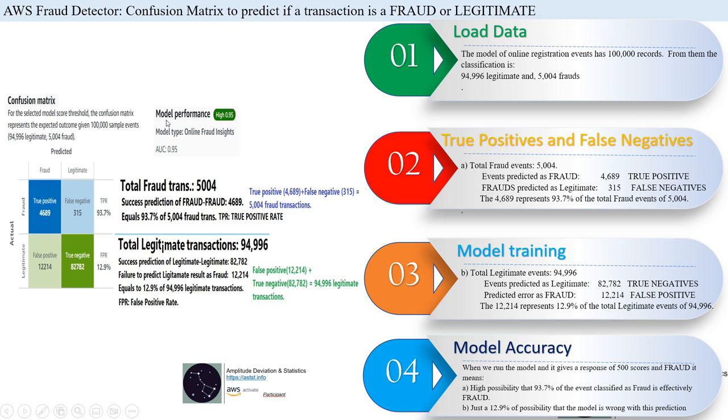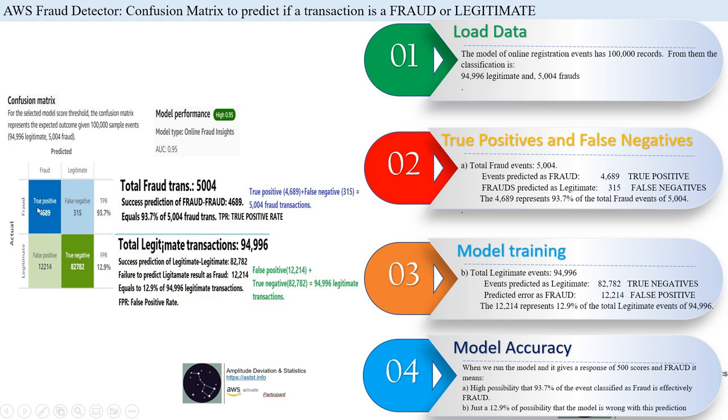So the model performance, after AWS trained the model, has a high qualification of 0.95, closer to 1. It means that the model has a high accuracy. Okay, so this proves that the data that we are using as input is working and is useful to make the predictions. Okay, so first we are going to see this line.